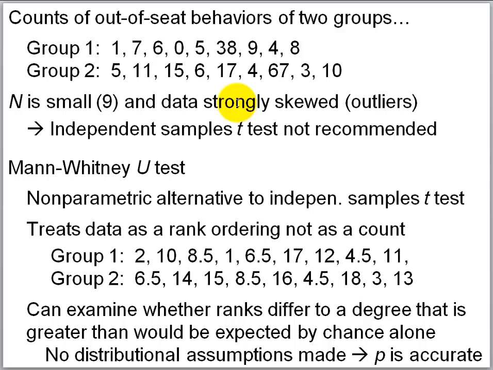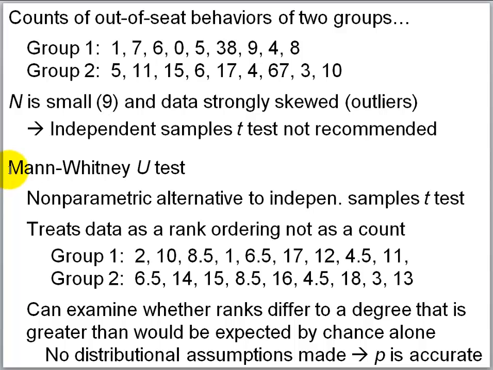Now, a hint on the positive skew is to look for the outliers. So here's a kid who's been up out of their seat 67 times in this group, and 38 times in this group for one of the kids. So we've got positive outliers, and that's essentially the same thing as a positive skew. We've got a combination of very small sample size and very strong skew. In that situation, the independent samples t-test is not recommended.